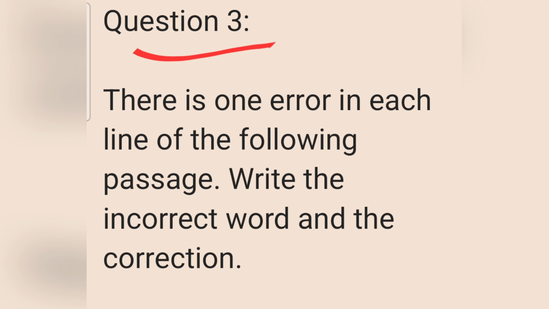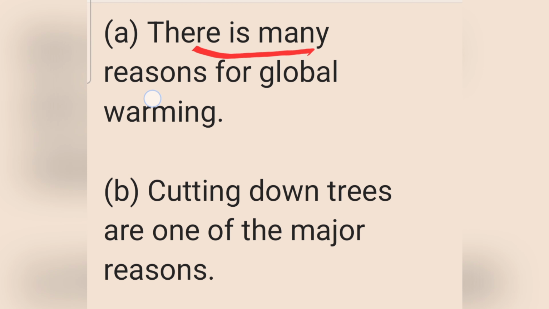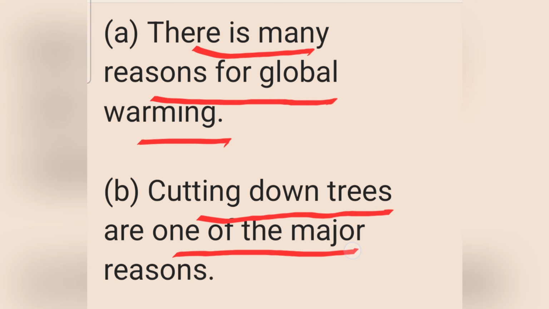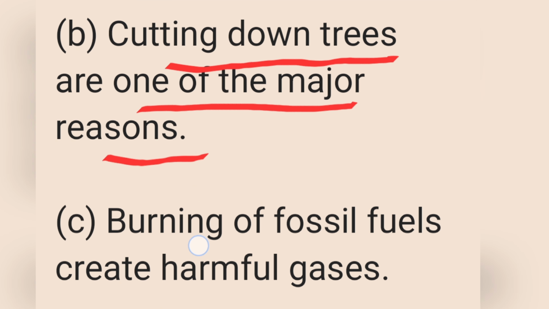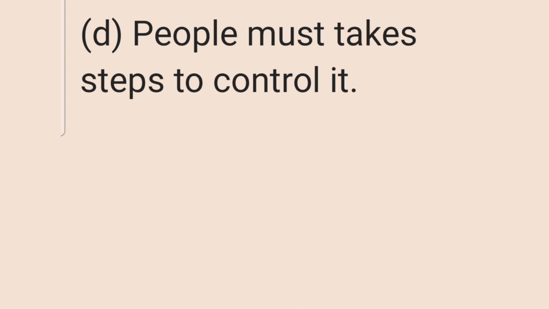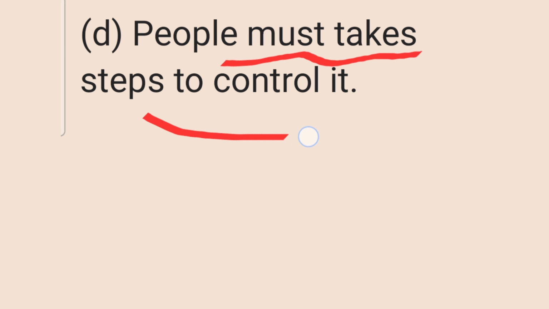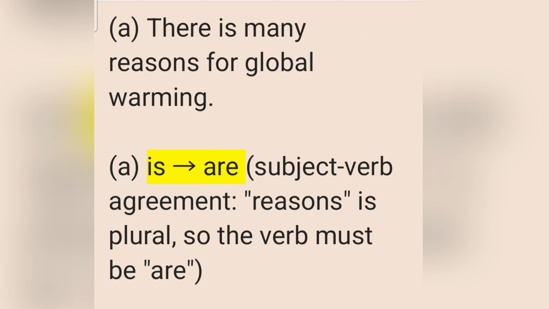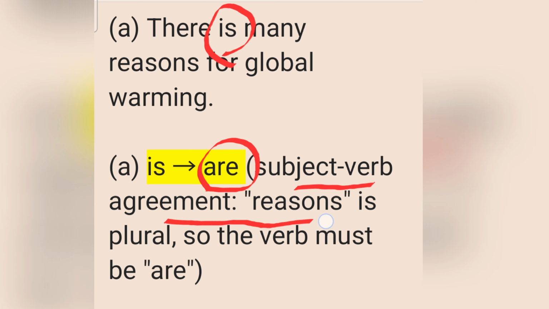Now let's practice question 3. A. There is many reasons for global warming. B. Cutting down trees are one of the major reasons. C. Burning of fossil fuels create harmful gases. And sentence D, people must take steps to control it. Now the error in this sentence is here. So instead of is, are will come because of subject verb agreement: reasons is plural. So the verb must be are.